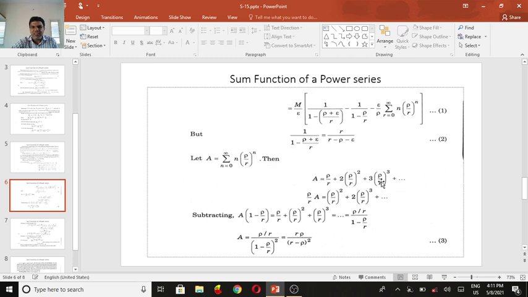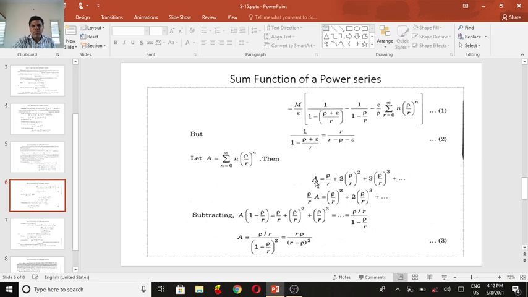This is the power series expansion. Simplifying this again, (rho by r) times A is equal to (rho by r) whole square plus 2 times (rho by r) cube, etc. Subtracting 1 and 2, we get only A. So I take A as common, 1 minus rho by r.